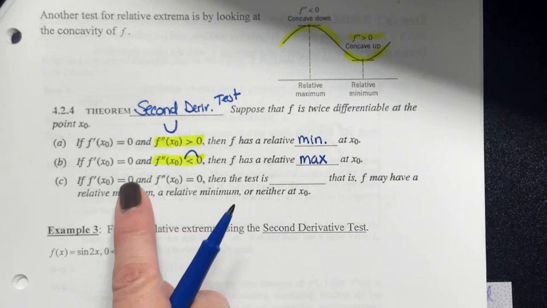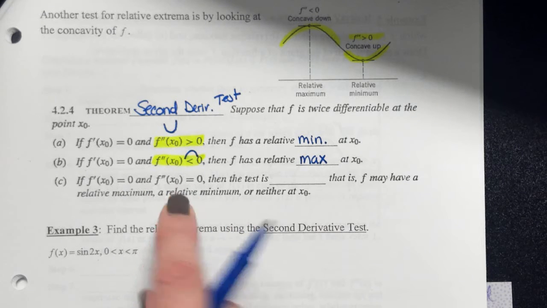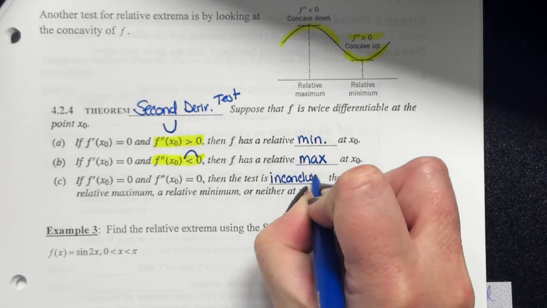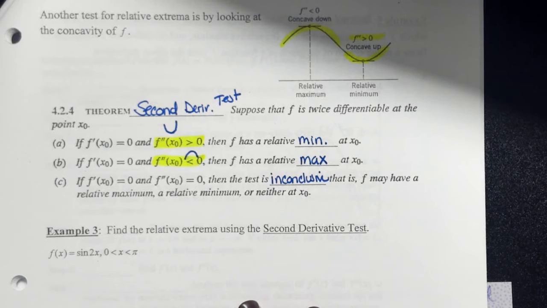Now, it is possible that the value of the first and second derivative is equal to 0. The test is inconclusive. That doesn't mean there is no relative extrema there. It just means you can't tell by the second derivative test. You may have a relative max, you may have a relative min, or you may have neither. You just can't tell from the second derivative test.